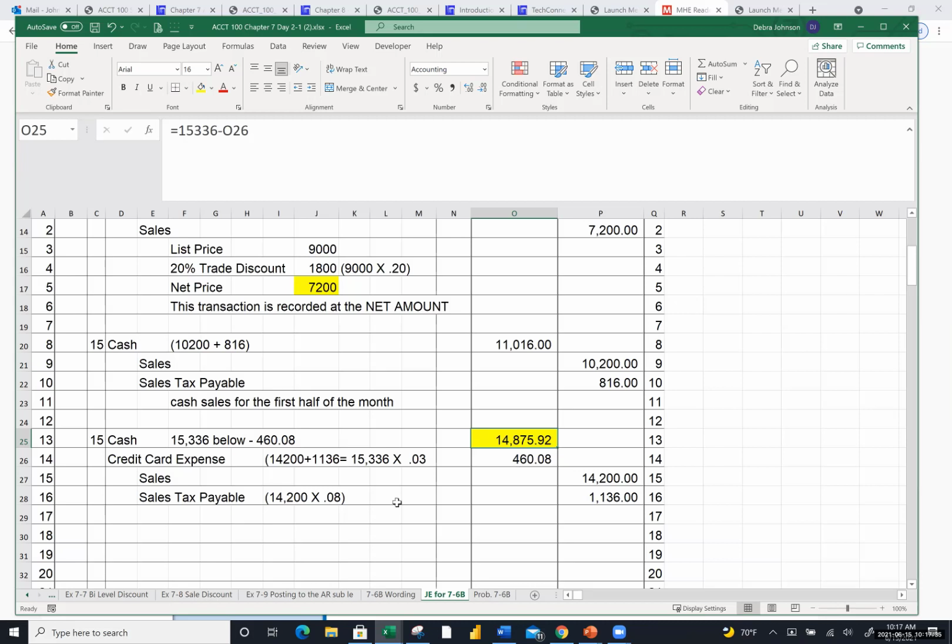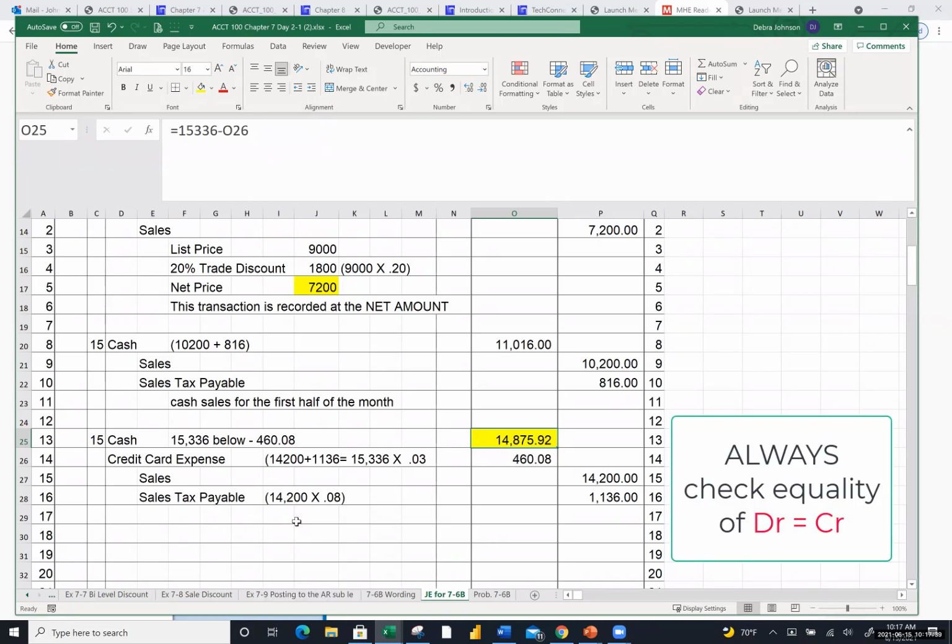This is a compound entry. That means it's a transaction that has more than just one debit or credit. So if I were you guys and I was doing this for a test, for example, I would always take a second to add up the debits and make sure that they balance to the credits. Otherwise, you'll be in for a headache later.